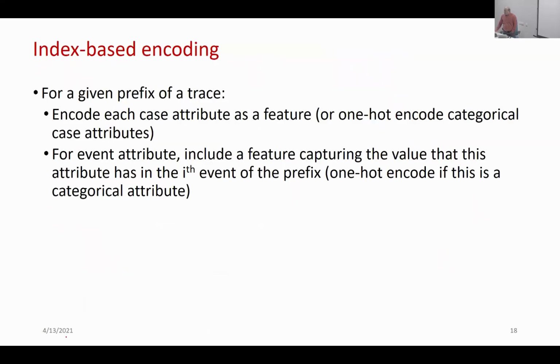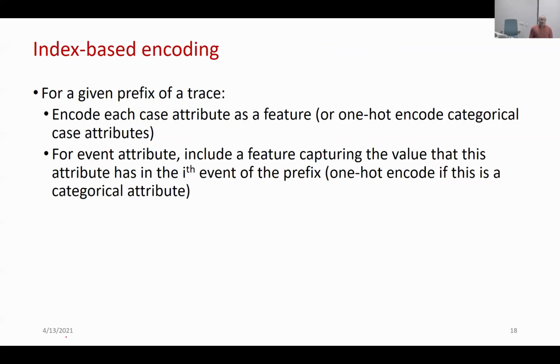You may notice that the aggregation encoding doesn't really care, in fact, doesn't care at all about the order of events. In the aggregation encoding, I tell you that A occurred once and B occurred twice in the prefix, but I don't know if it was B followed by A followed by B, or A followed by B followed by B, or BBA. I don't know in which order they occurred. I only know that A occurred once and B occurred twice in the prefix.